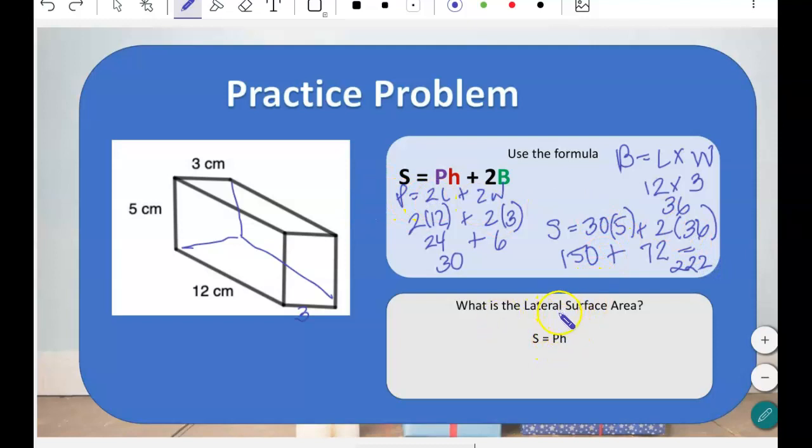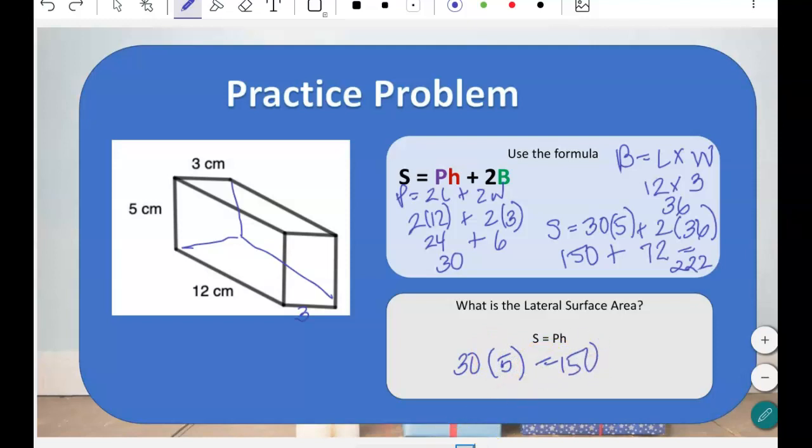So the lateral, remember, is just this first part. So we had P was 30 and the height was 5. So it's 150.